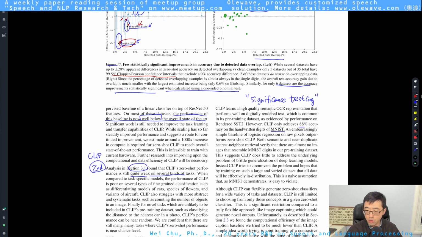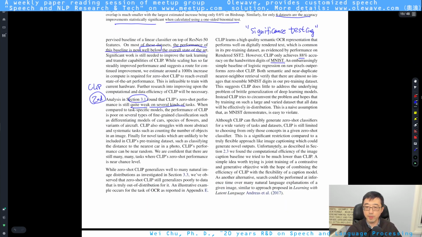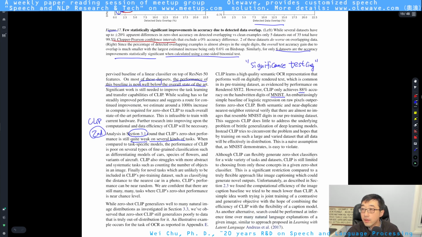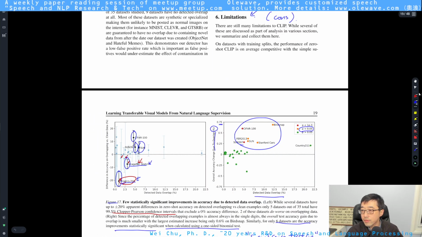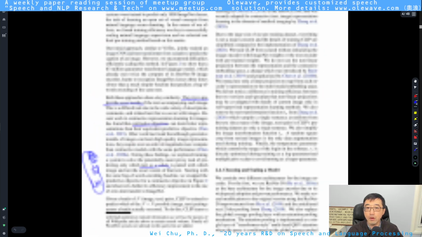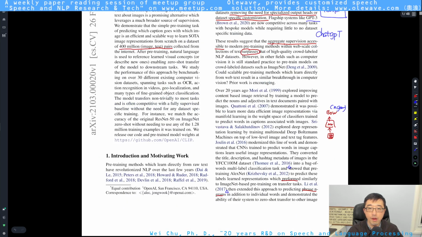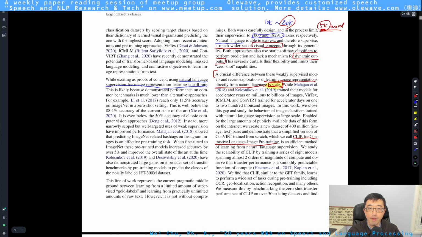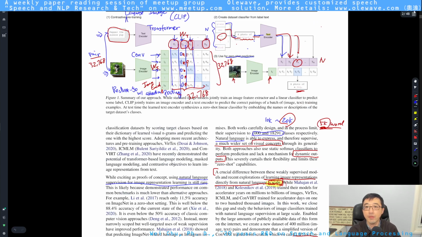And also, they're talking about the limitation. Remember the CLIP model? Let's remember what the page of this is. Let's go to the algorithm. Yeah, this one. Let's see Figure 1 on the right side.